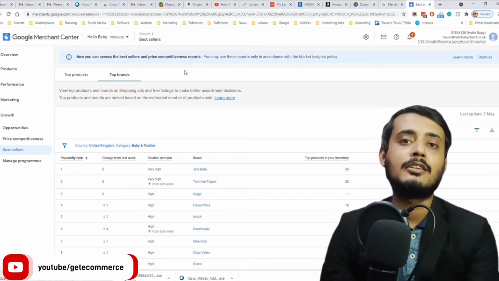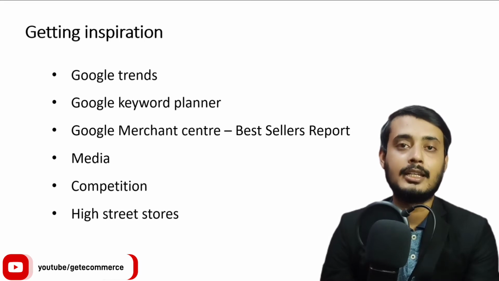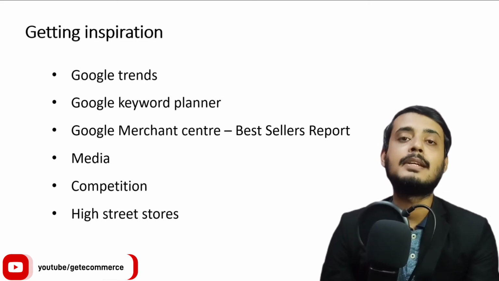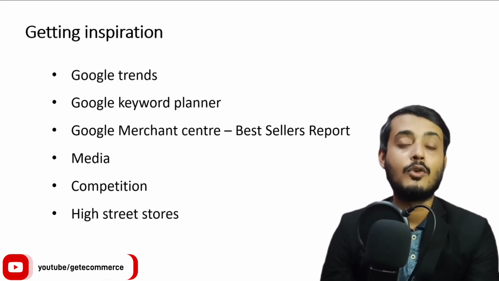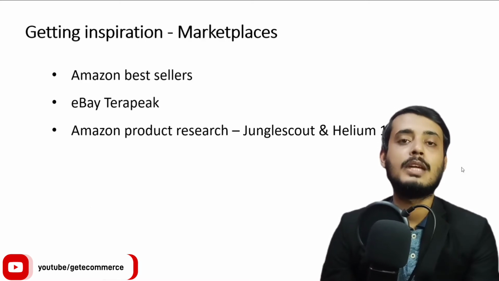Other sources of inspiration are more traditional. You can look at the websites of print media to see what is being advertised. You can look at competitors to see what they are stocking, and you can also visit high street stores to see what they have on sale and on promotion. Marketplaces are a great source of information on what is selling. Some of this information is free and some has to be paid for.